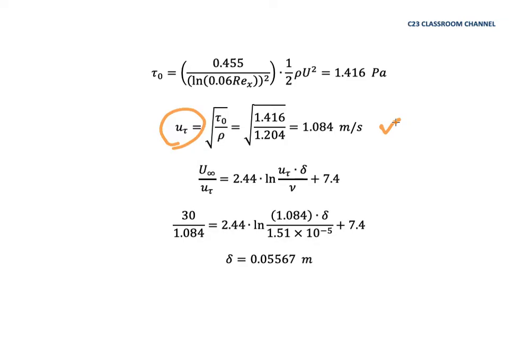Then we substitute into this equation, so we know the value of kinematic viscosity, and then we know everything is here. So the value of U here is the free stream velocity, so it is 30 meter per second. And then we could determine the value of delta as 0.05567 meters.